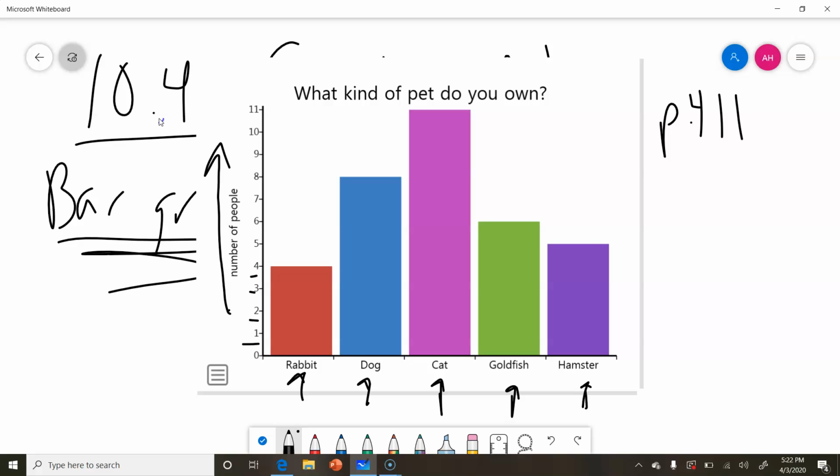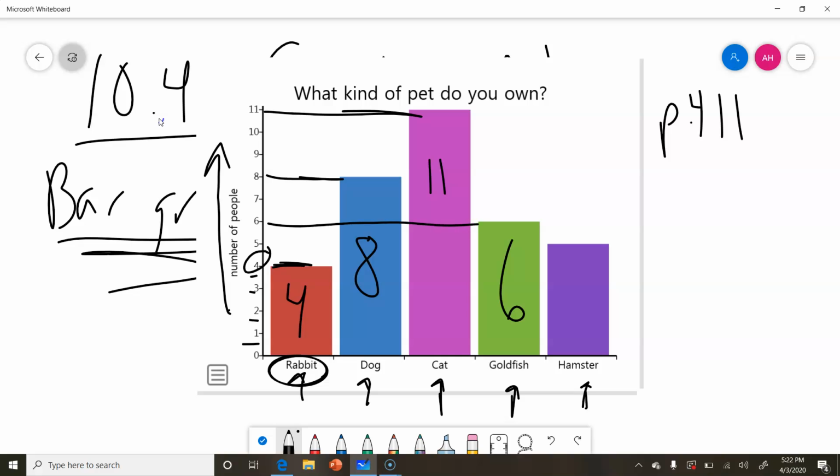Now look at this. So if we were trying to figure out how many people own a rabbit, well, that's actually pretty easy because we just look over here and how many? 4. So that's 4 people. How many people own a dog? 8. Does everybody see right there? There's 8. How many own a cat? Whoa, way up here at 11. Nah, I prefer a dog to a cat, but anyways. Goldfish is over here at 6, right? You see that? And a hamster is down here at 5. Wow, hamster beat out rabbit. That's kind of sad. But you see how a bar graph works?